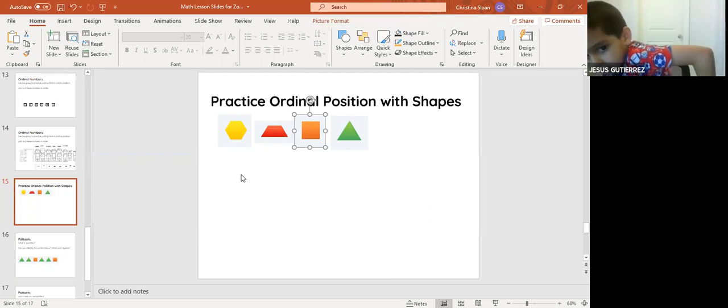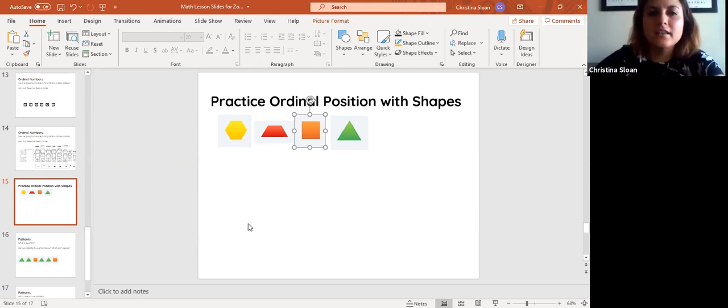The rhombus. Which color is it? Yellow. This is the hexagon. But you got the right one, it was the wrong name. It says a hexagon. Thank you, Jesus.